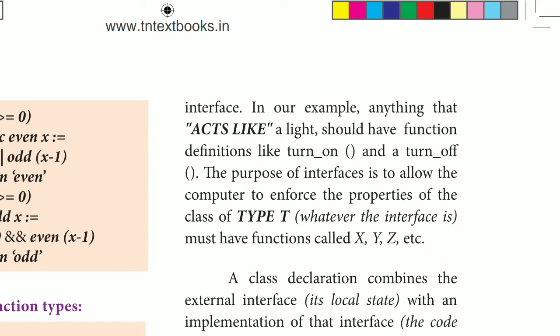So any function that is acting like a light should have two functions, which are a turn on function and a turn off function. The purpose of an interface is to allow the computer to enforce the property of a class of type T. We must have the function called x, y, z. So this interface is a set of rules. An interface is a set of rules that has to be followed when you are creating a function or a class.